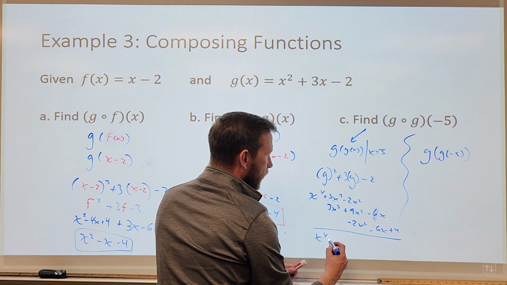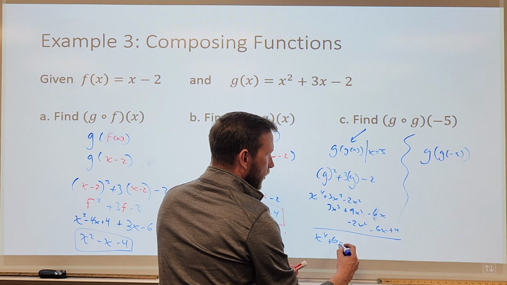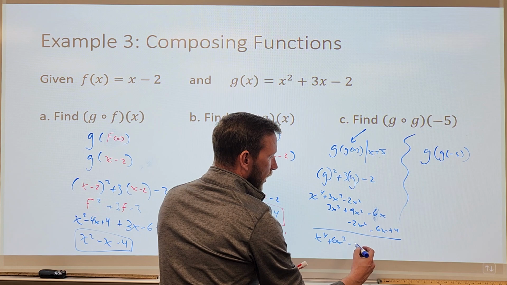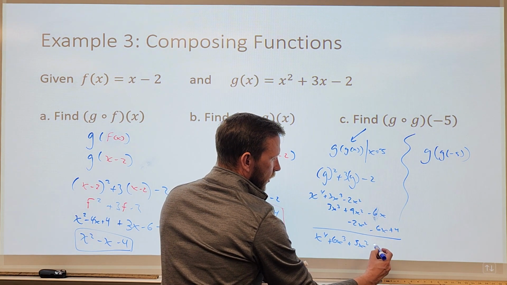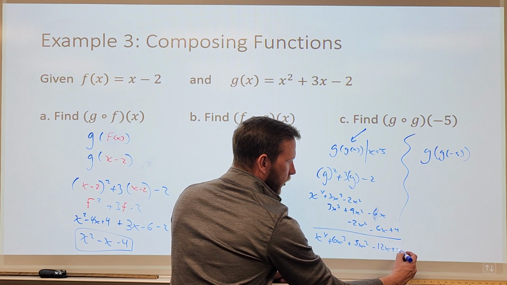And so when I do all of that, I get this big, long polynomial equation. It's plus 5x squared minus 12x plus 4.